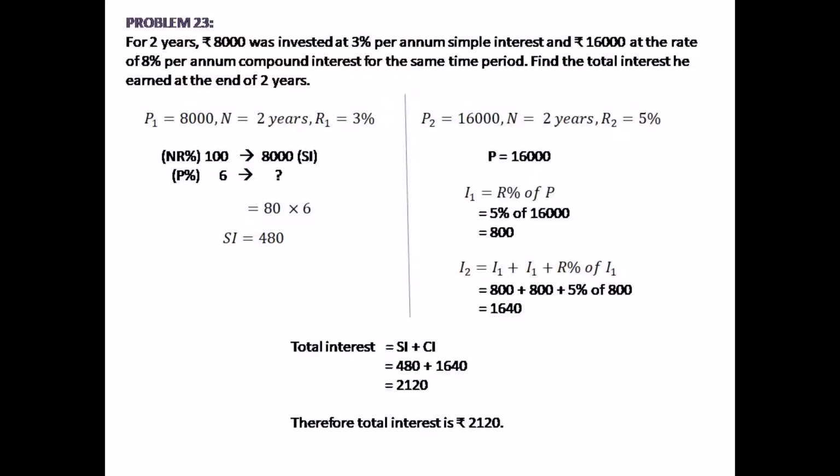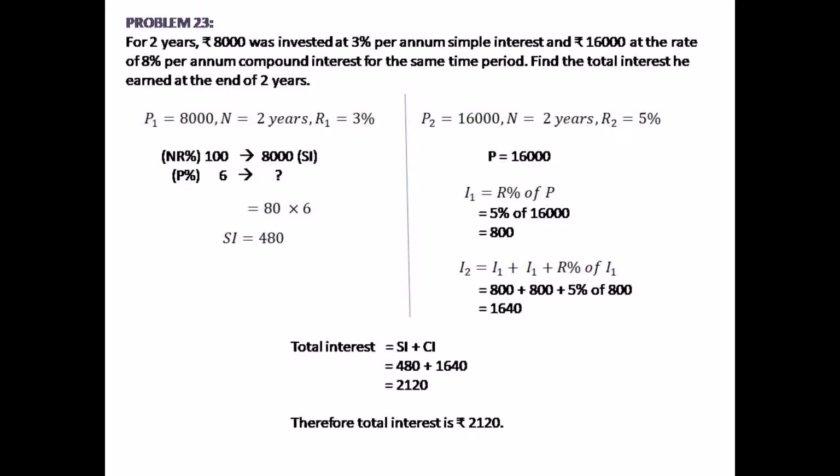For 2 years, rupees 8,000 was invested at 3% per annum simple interest and rupees 16,000 at the rate of 5% per annum compound interest for the same time period. Find the total interest he earned at the end of 2 years. To find the total interest, first we have to find the simple interest and the compound interest.